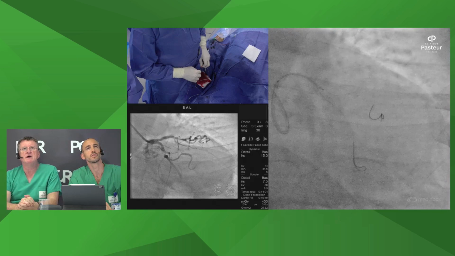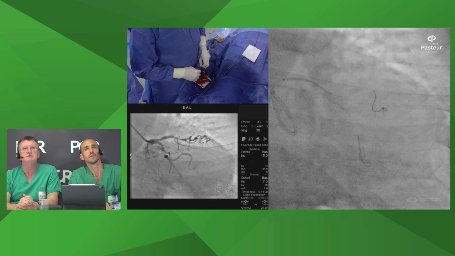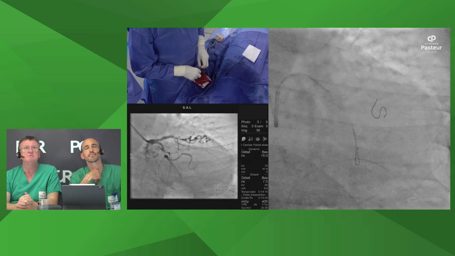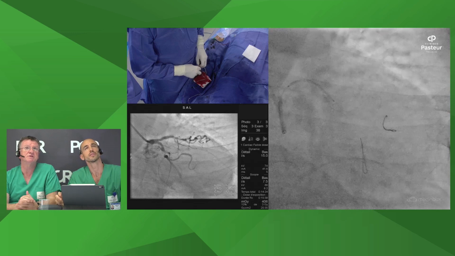Yeah, I guess it looks very difficult to deliver that stent, and I think I would try either with the guide liner or with a shorter stent. I think there's a lot of resistance in the proximal circumflex vessel, and it may be easier to deliver a shorter stent. Yeah, you may have to put two or three stents in.